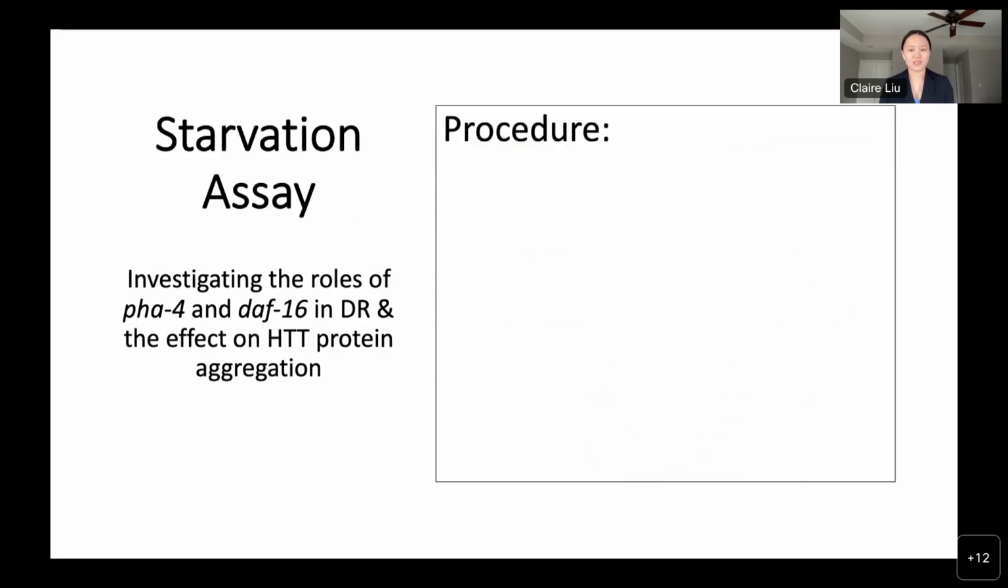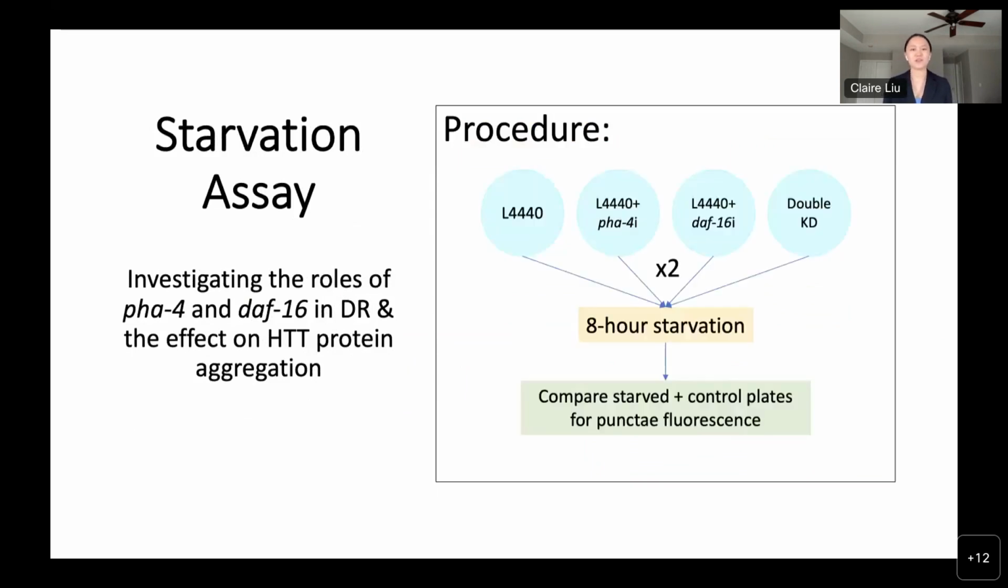The first experiment I did to try and test this was a starvation assay, and this was done to investigate the roles of our target genes under dietary restriction and the effect on protein aggregation. To quickly go through my procedure, I had 4 conditions of worms. L4440 is just the standard negative control regular C. elegans, and also 2 plates of individual knockdown of FA4 and DAV16, as well as a double knockdown of both of these genes.